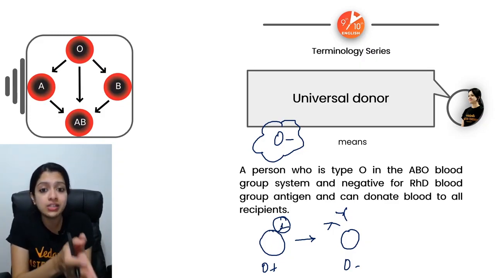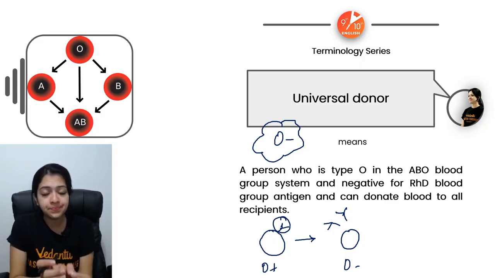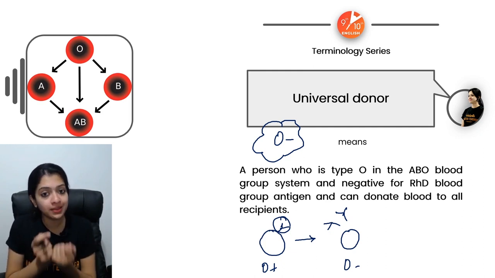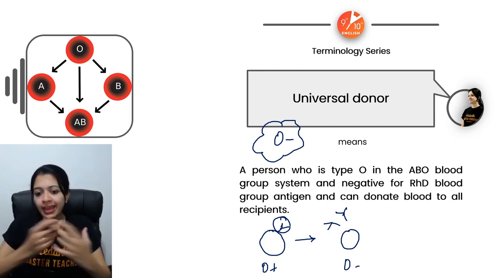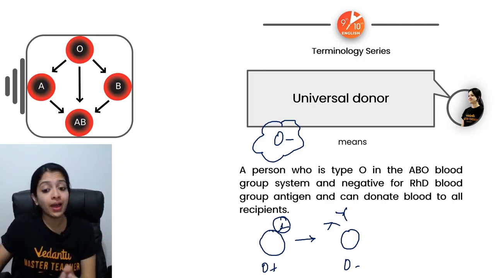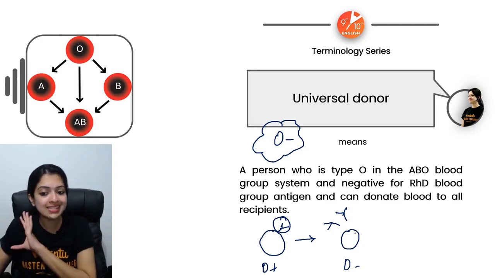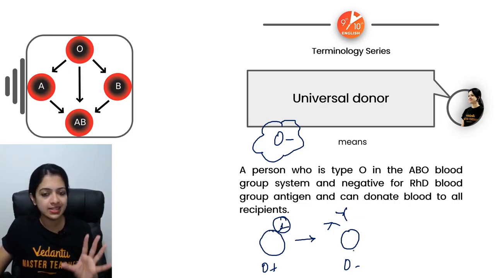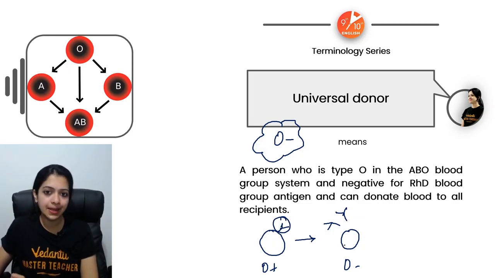A universal donor should be a person with such a blood group that when donated to any group, no dangerous reactions could occur, which is why the O negative blood group, which doesn't have any antigen on its surface, is the ideal candidate, right?